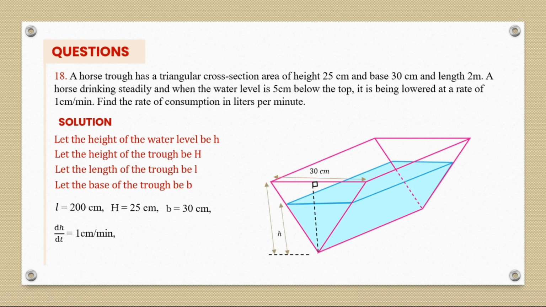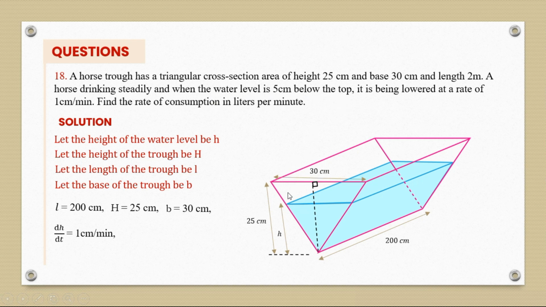Then we can have here a small h, which shall represent the height of the water at any point, and then we can see that this 25 centimeters is the general height of the trough, and the length is 200 centimeters. So if the trough is full, it means that h is equal to 25, but now h is representing the height of the water at any point. According to the question, the horse was drinking steadily, and the water level is 5 centimeters below the top.